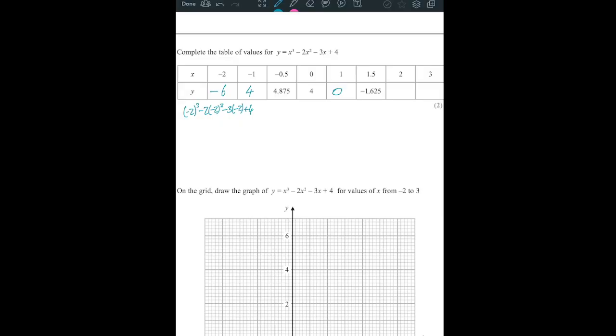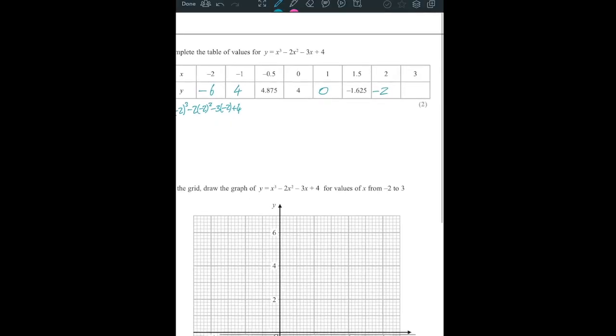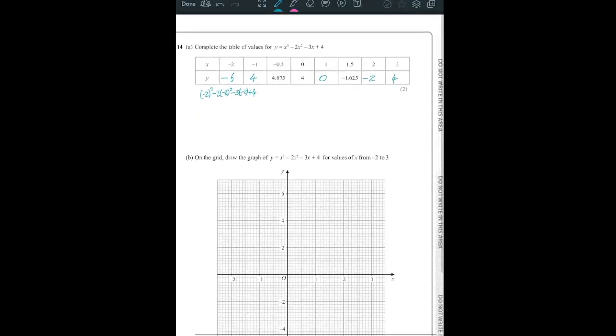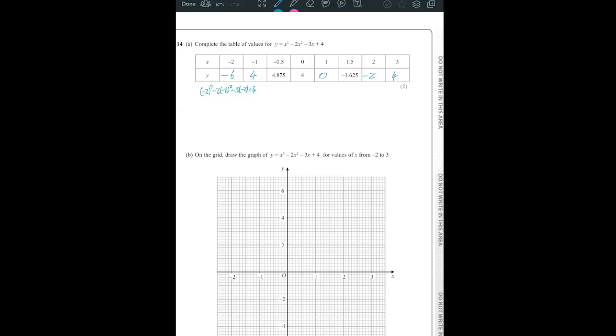Typing the wrong parts into my calculator. Minus 2 times 2 squared minus 3 times 2 plus 4 gives negative 2. And if I sub 3 in, 3 cubed minus 2 times 3 squared. And I'm not doing any of this mentally. It is just to type it into your calculator. Do it accurately, and then you won't need to redo it again.